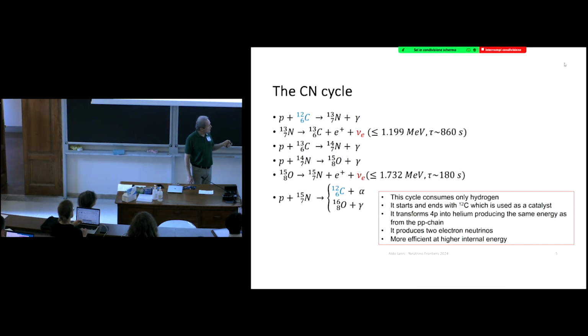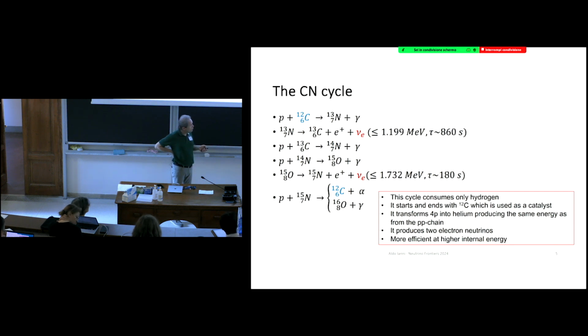It is highlighted in this slide. You start by producing nitrogen-13 from carbon-12, and then nitrogen-13 beta decays, producing an electron neutrino. Also in this case, we know very well the energy spectrum of this electron neutrino. Then oxygen-15 is produced, and there is a beta decay of oxygen-15. Then at some point in this process, in most cases you produce carbon-12 and start again the same set of reactions, or oxygen-16.